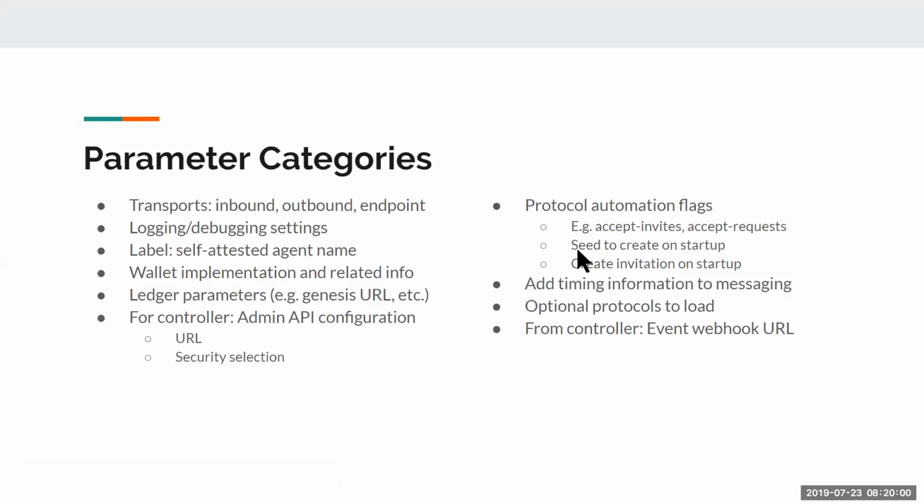A couple of things to underline here. Here are some examples of the automation flags, optional protocols to load. That references what was talked about earlier, that there's a literal parameter on the command line to say, I want to load this protocol, and you can have as many of those as you want. So you can load additional protocols at runtime. And then finally, the event webhook URL. This is what the controller exposes to enable webhooks to fire into the controller from the agent. So this side is from the controller to the agent. The event webhook is the other way around.